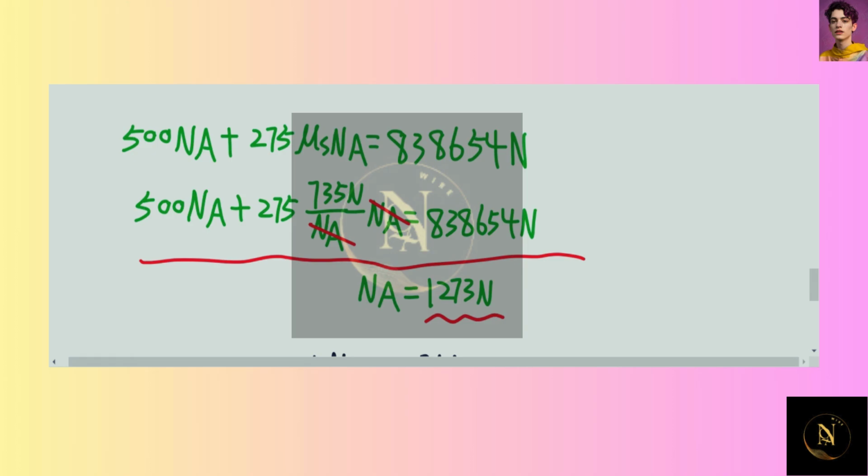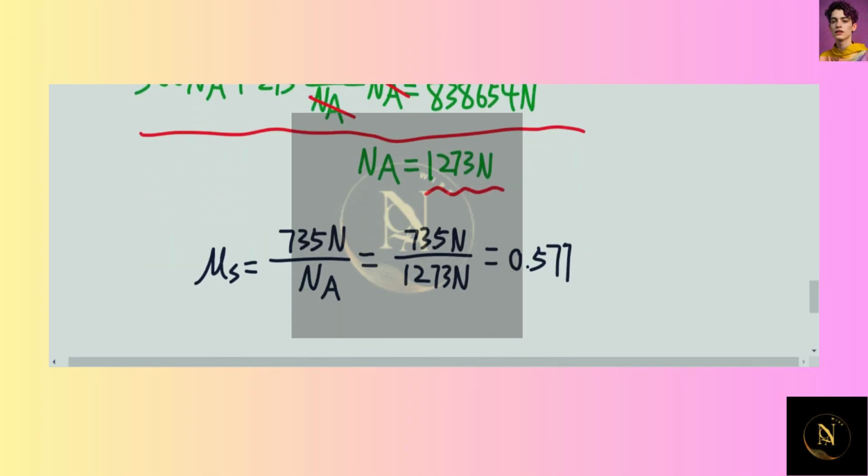So now we can determine the least coefficient of static friction, which is mu s here. Mu s is equal to 735 Newtons over NA, which is equal to 735 Newtons over 1273 Newtons, and this is equal to 0.577. And this is the answer for this question.